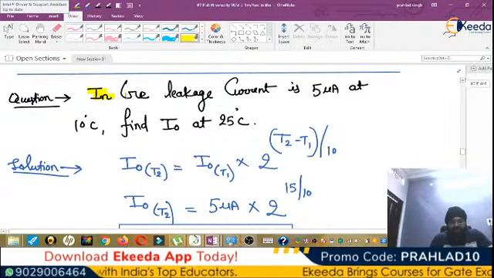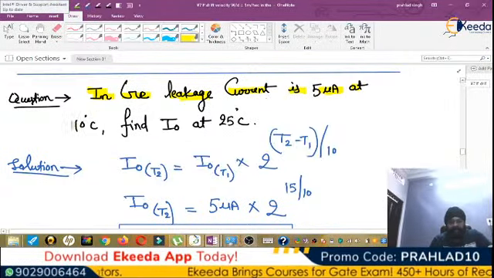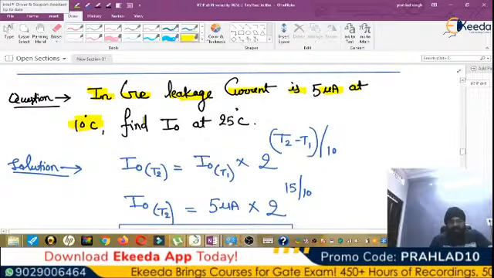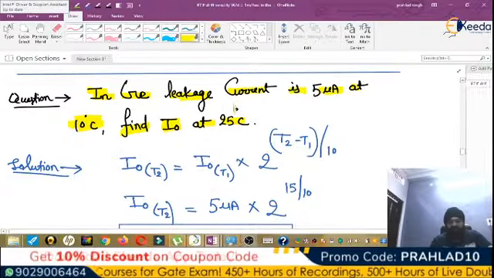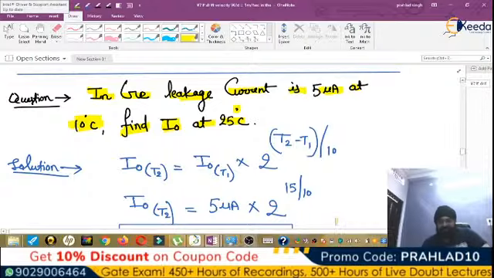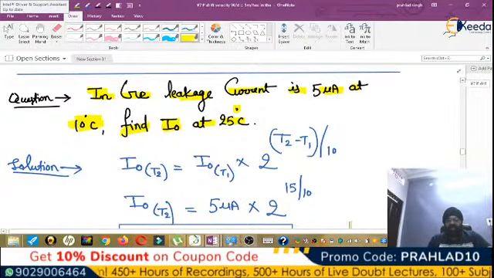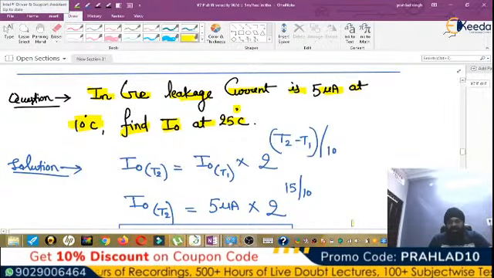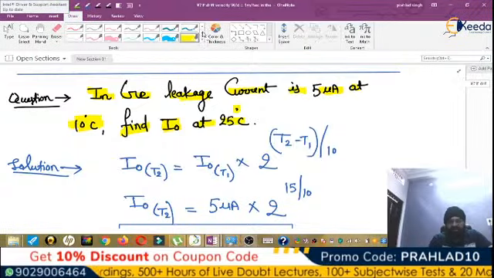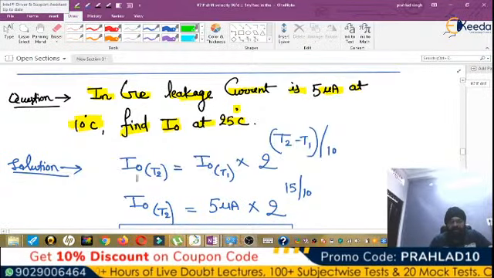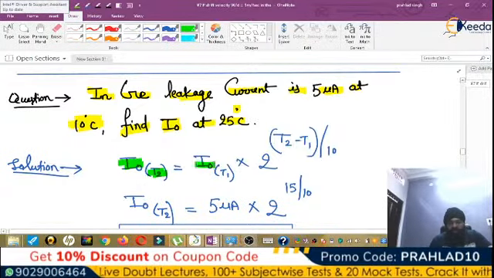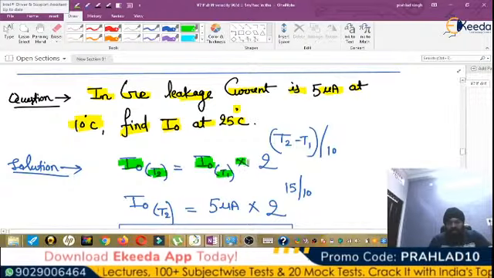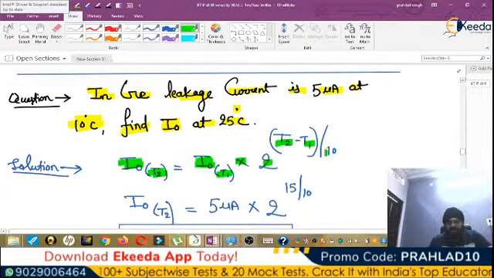And the next question is, in germanium, the leakage current is 5 microampere at 10 degree centigrade. Then find the leakage current at 25 degree centigrade. Leakage current flows due to minority charge carriers, and it is a function of temperature, right? And I naught of T2 is equal to I naught of T1 into 2 to the power (T2 minus T1) by 10.